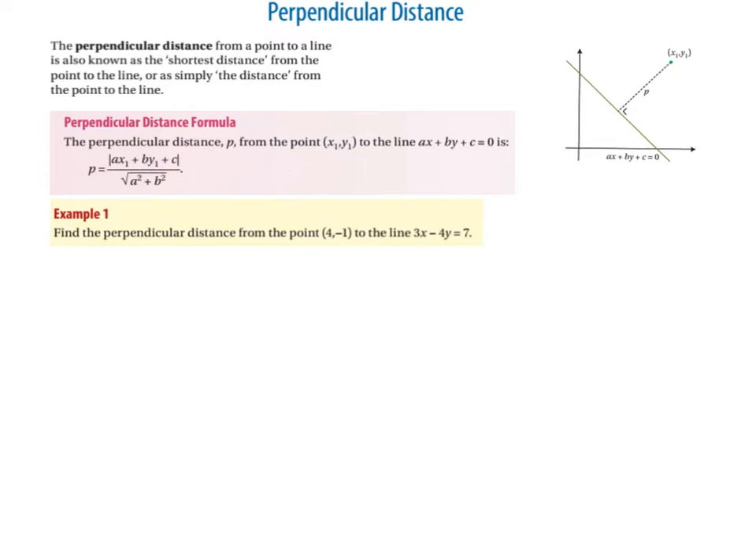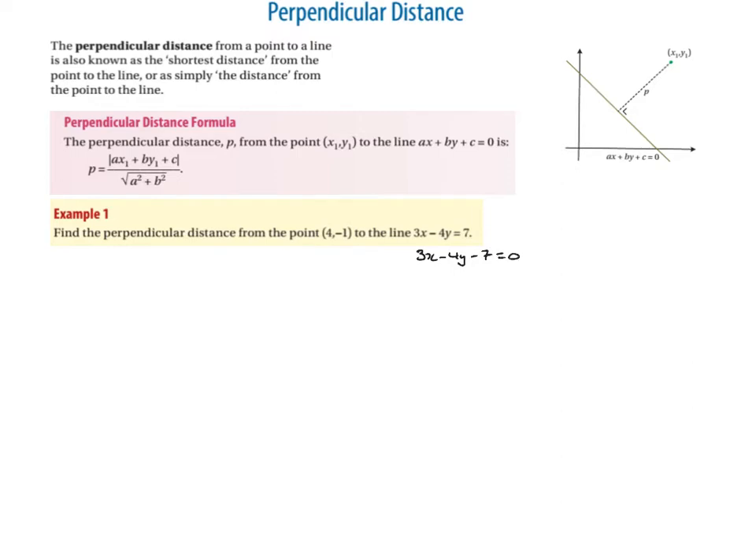So we'll just do a quick example and see how it works. The first thing we've been asked is to find the perpendicular distance from the point (4, -1) to the line 3x minus 4y is equal to 7. Now notice the first problem is that this is not of the form ax plus by plus c is equal to 0, because we don't have equal to 0 here. So that's the first thing we need to work out. Let's sort that out. We'll get 3x minus 4y minus 7 is equal to 0. And now we have it of the form we need.